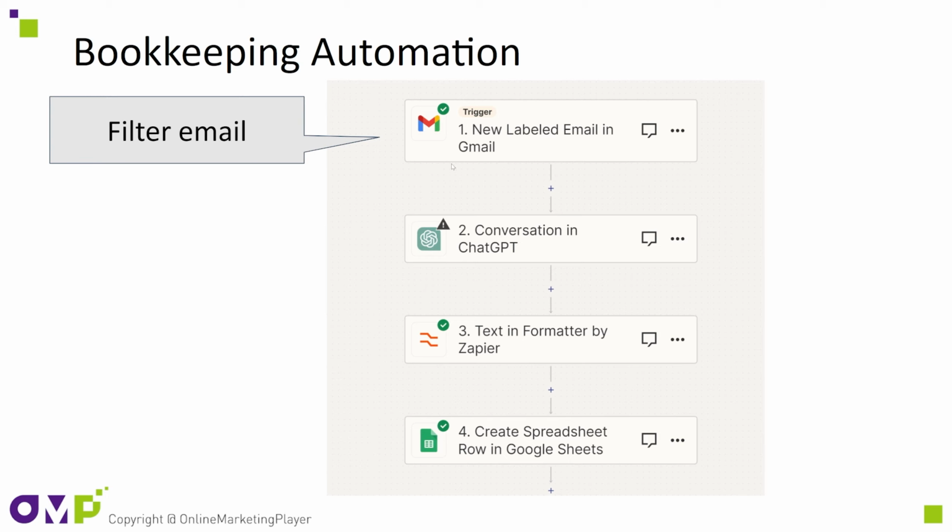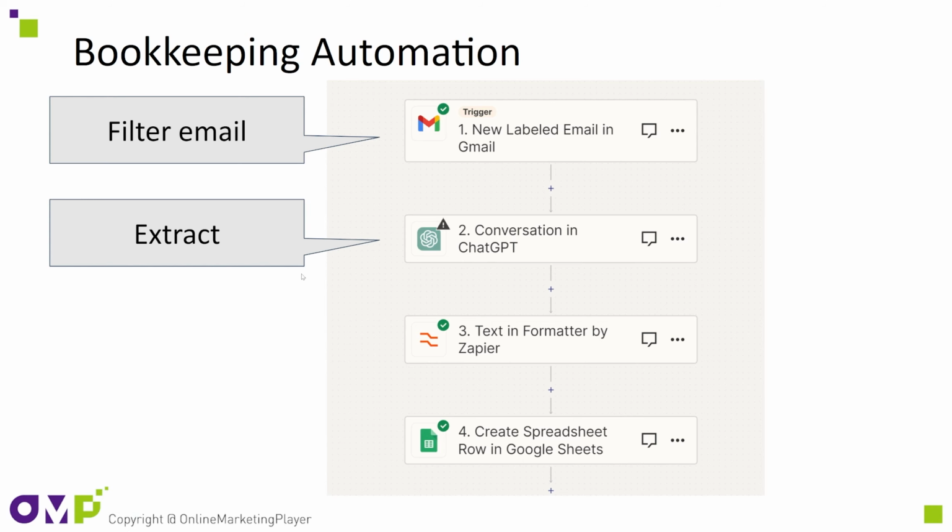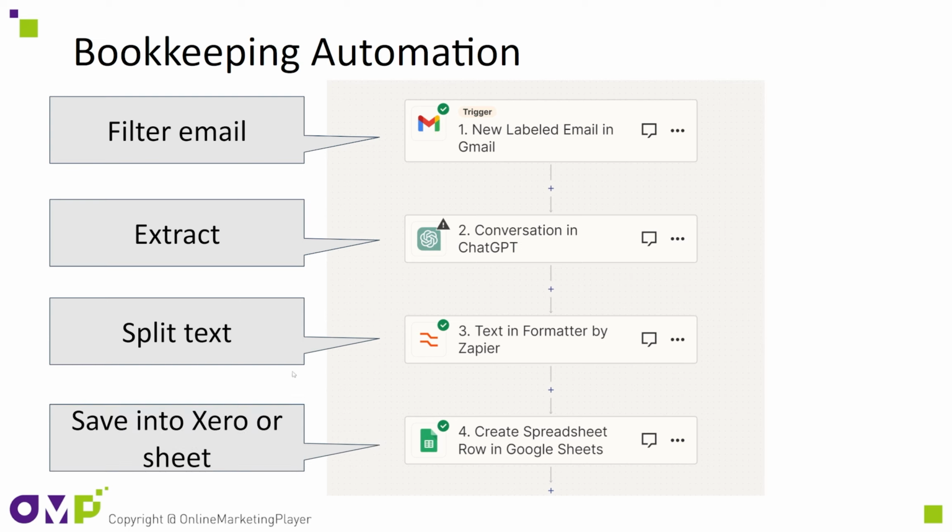After the automation trigger, we send the email content to ChatGPT. We ask ChatGPT to extract the useful information. For example, this is the receipt from Google Pay. The useful information here is the item name, the amount, the date, and the currency. And I will show you the prompt later. After ChatGPT extracts the useful information, we need to have an extra step to format the text so that we can save the data into Google Sheet or another accounting system.